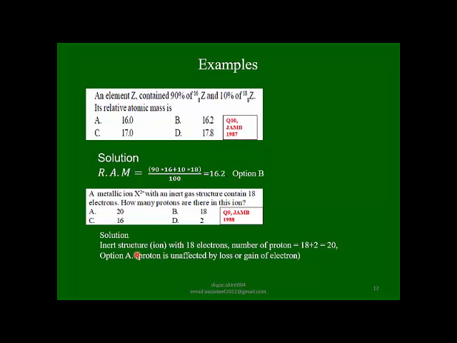Option A. Proton is unaffected by the loss or gain of electrons. Even if it loses 1 million electrons, proton is unaffected.